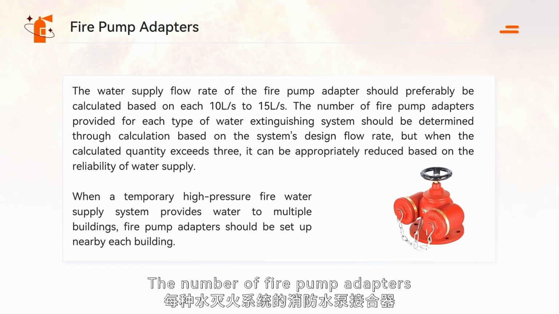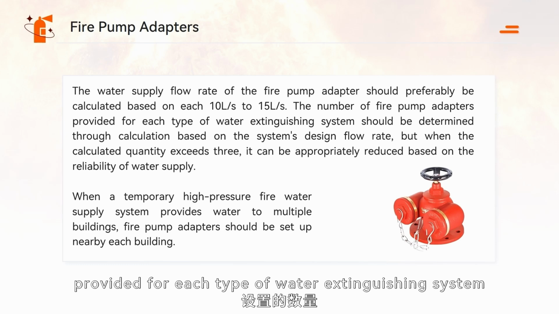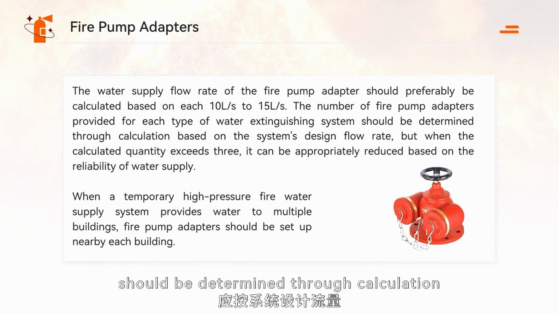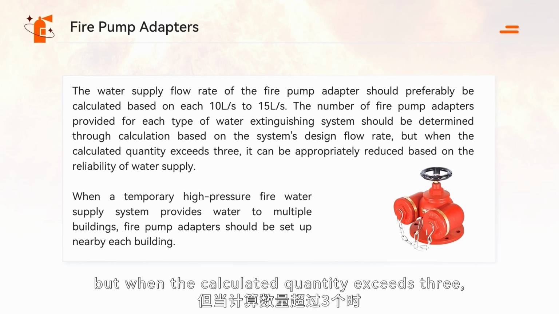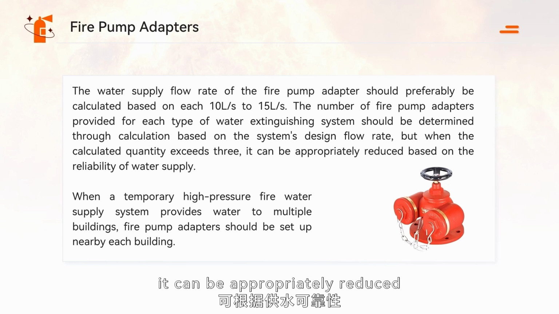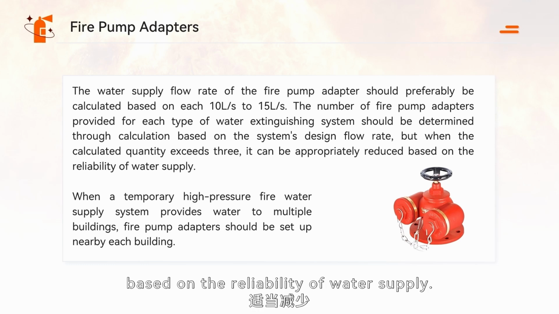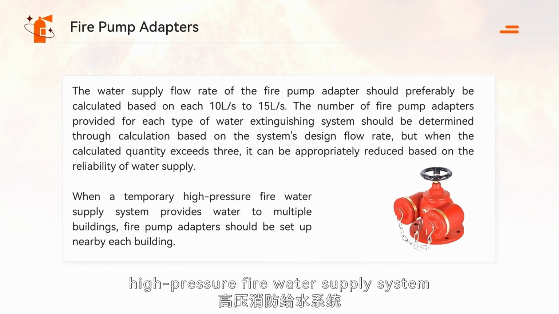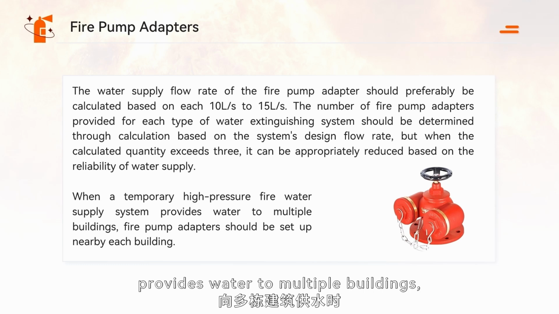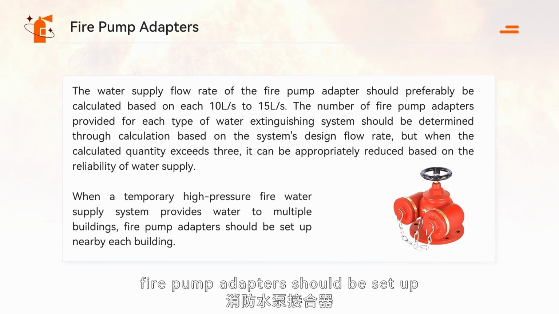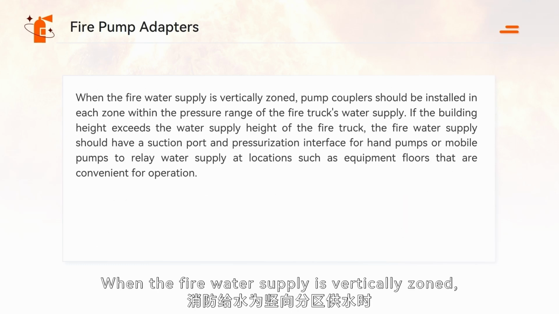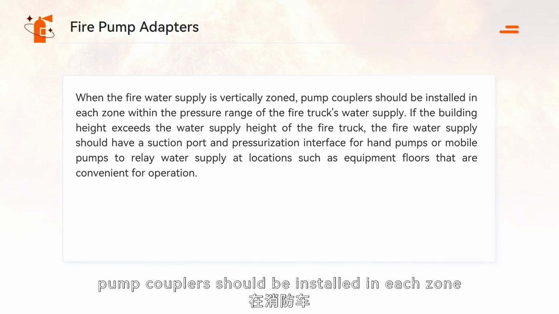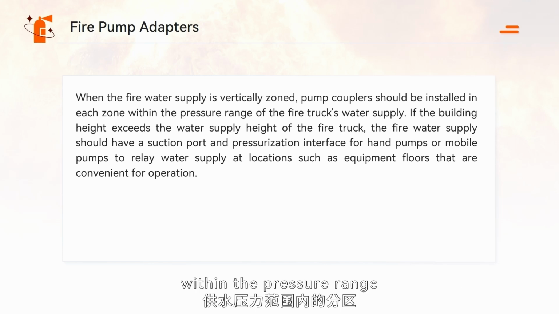The number of fire pump adapters provided for each type of water extinguishing system should be determined through calculation based on the system's design flow rate, but when the calculated quantity exceeds 3, it can be appropriately reduced based on the reliability of water supply. When a temporary high-pressure fire water supply system provides water to multiple buildings, fire pump adapters should be set up nearby each building. When the fire water supply is vertically zoned, pump adapters should be installed in each zone within the pressure range of the fire truck's water supply.